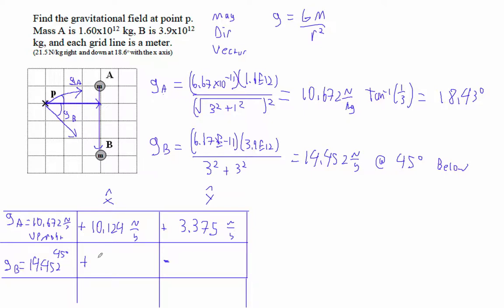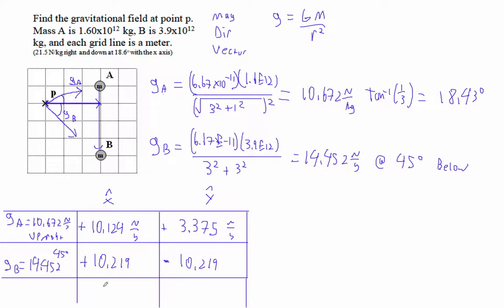Okay, so let's see. This guy's 14.452. It's 45 degrees. These are going to be the same number, right? So let's get the 14.452 number. There it is. And go cos 45. And I get 10.219. And this is 10.219 because it's a 45 degree angle, right? It's the same x, same y. Our y is negative because this is down and to the right. There we go.